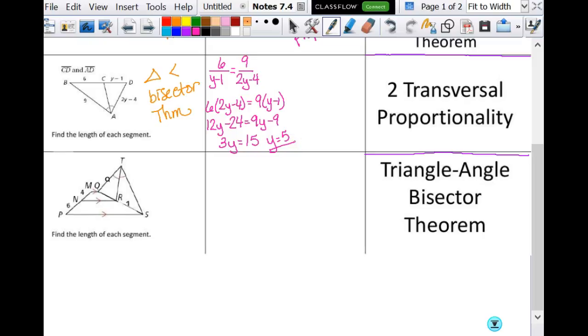So now I've got to go and plug it back in. The length of CD is equal to 5 minus 1. That means that the length of CD equals 4. And then the length of AD equals 2 times 5 minus 4. So that's 10 minus 4. So the length of AD equals 6.